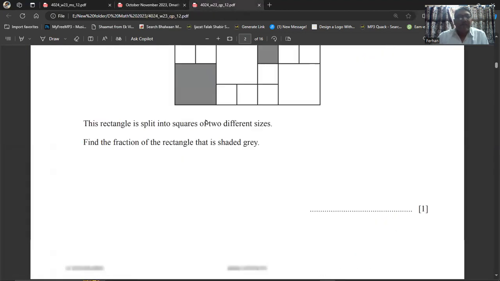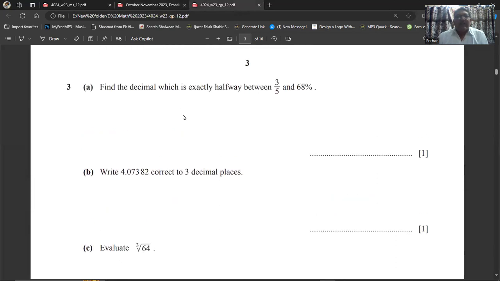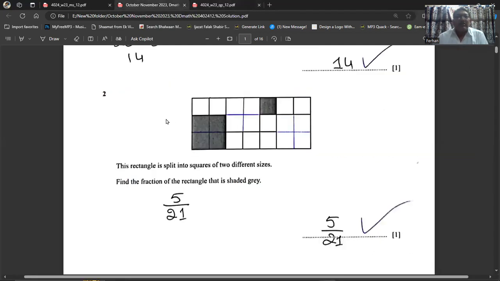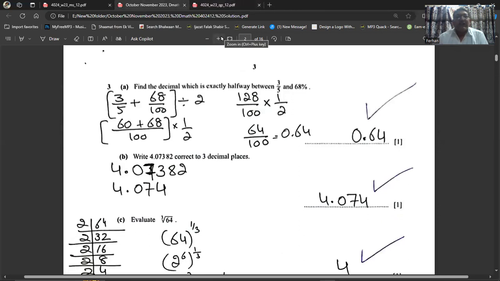I hope you understand. Question number 3, he says, find the decimal which is exactly halfway between 3 by 5 and 68%. If you want to find the number halfway between these two numbers, you add these two numbers, and when you get their sum, you divide that sum by 2. This is the technique by which we can find the answer. Okay, 3 by 5 plus 68%, meaning 68 by 100, and this whole thing will be divided by 2. When I take the LCM here, you will have 60 plus 68, and downstairs you will have 100. When you convert this divide sign into multiply, you will get 1 by 2 here.